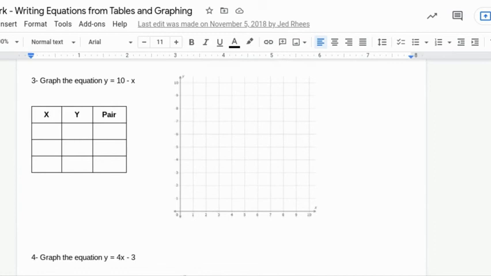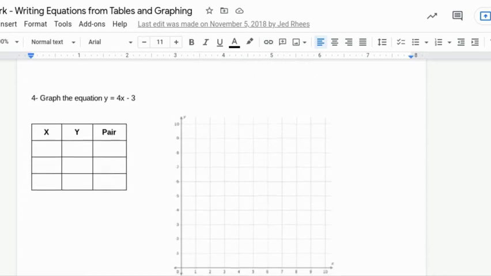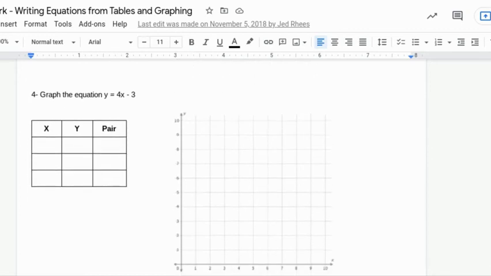Now you'll see there's no x's. Just so that everybody's on the same page, let's use just 1, 2, and 3 for your x's. You'll figure out your y's, get your ordered pair, graph it. Same thing on number 4. Let's use 1, 2, and 3 for our x's. Figure out your y, ordered pair, and graph it.